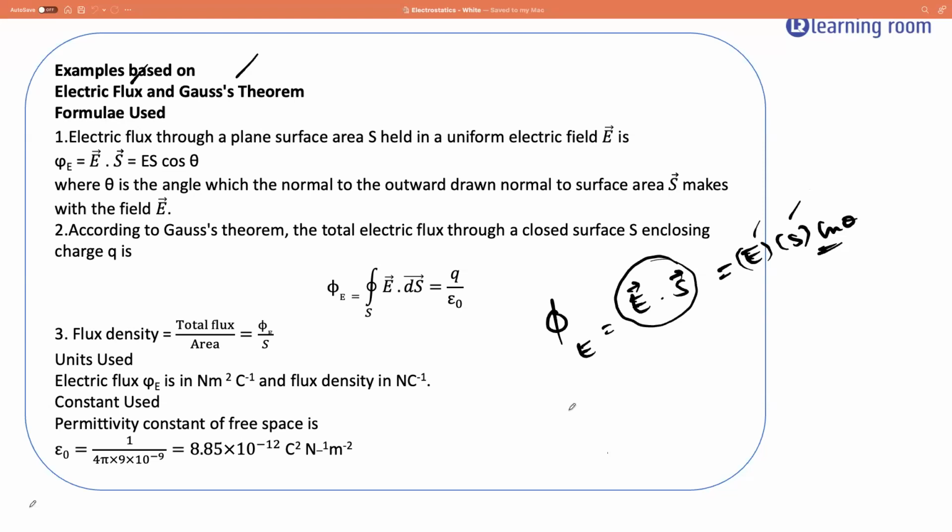So what does Gauss law state? The surface integral of E vector dot ds vector is equal to Q divided by epsilon naught. What is the value of Q? It is the charge enclosed by the Gaussian surface. Right? So charge enclosed by the Gaussian surface divided by epsilon naught.